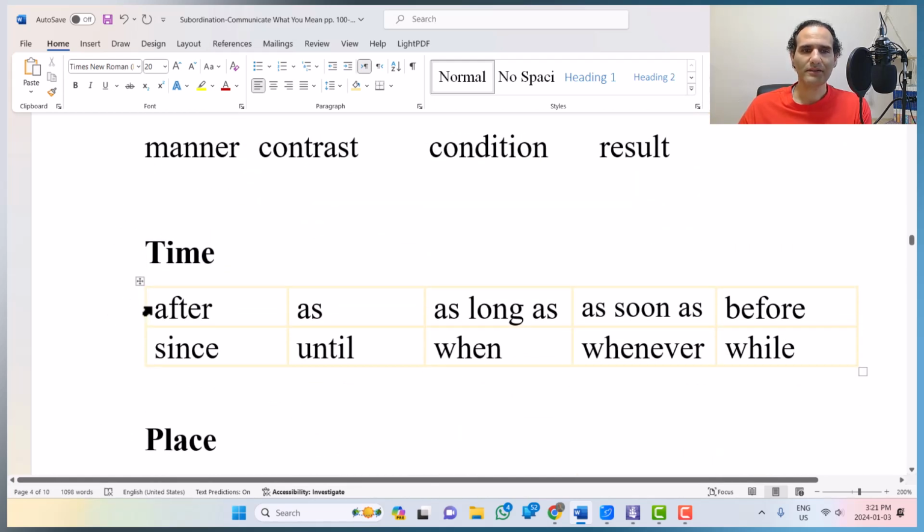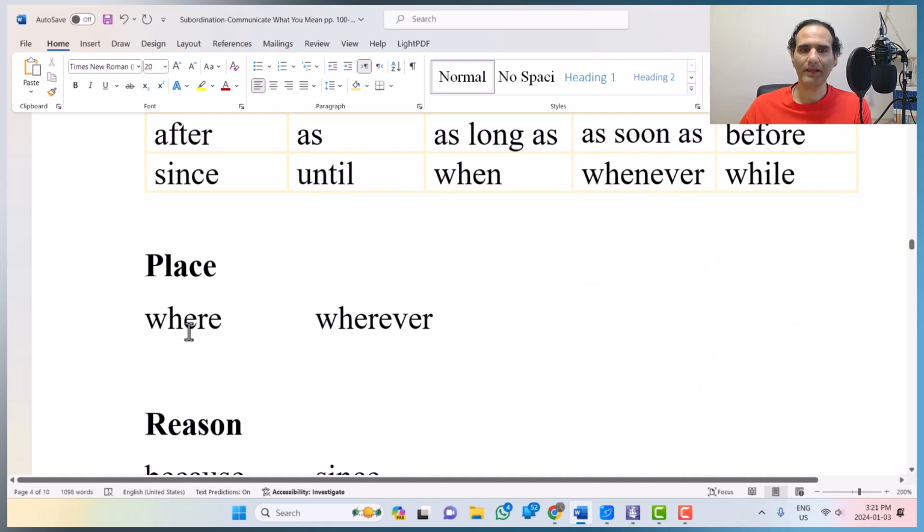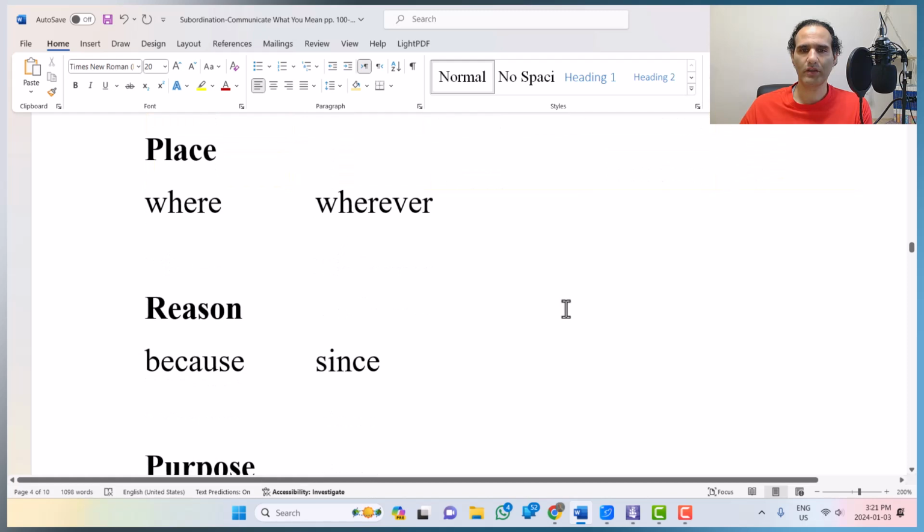Adverb clauses of time have these markers: after, as soon as, before, since, until, when, whenever, and while. And adverb clauses of place: where, wherever. If you want this list, they are on page 101 of Communicate What You Mean.